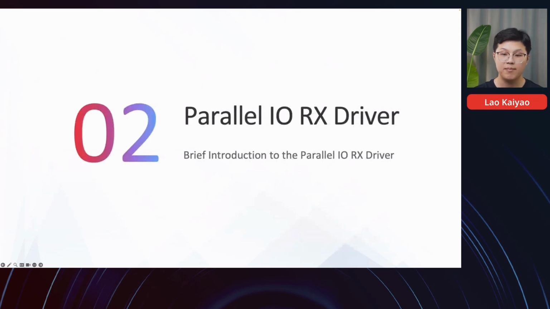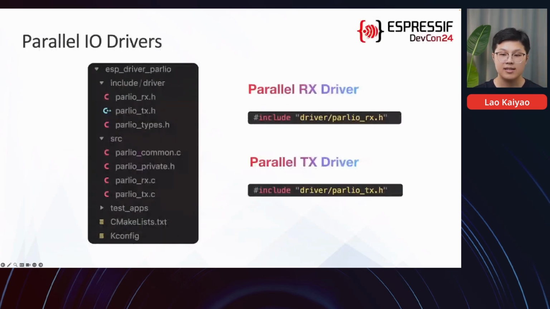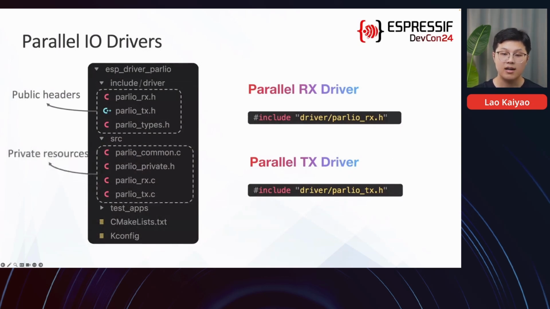Now let me give a brief introduction to the parallel I/O RX driver. The parallel I/O peripheral is abbreviated as PARLIO in the driver. And the driver consists of some public headers and private resources. The TX driver and the RX driver have separate headers. You can include only one of them if you don't need the other one. In this presentation, I'll only use the RX driver.